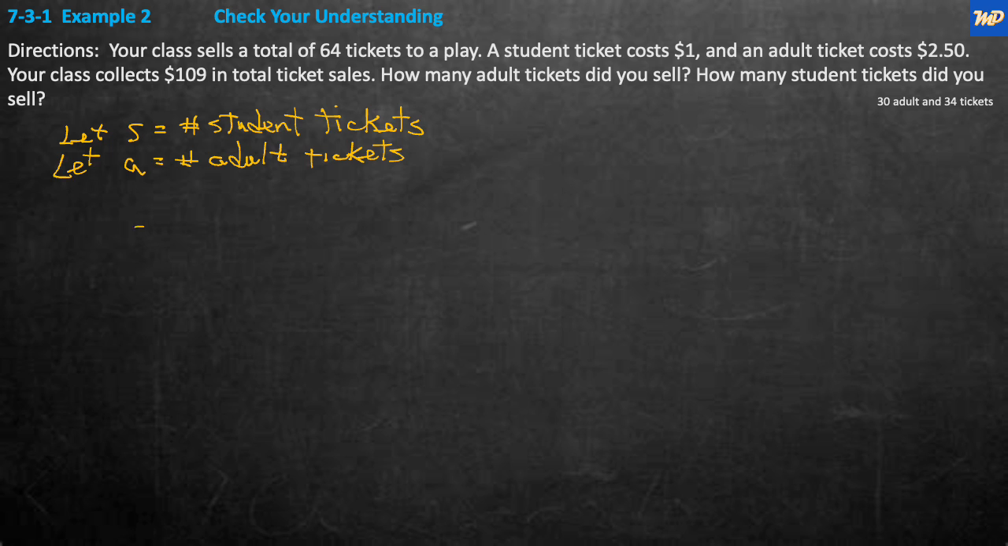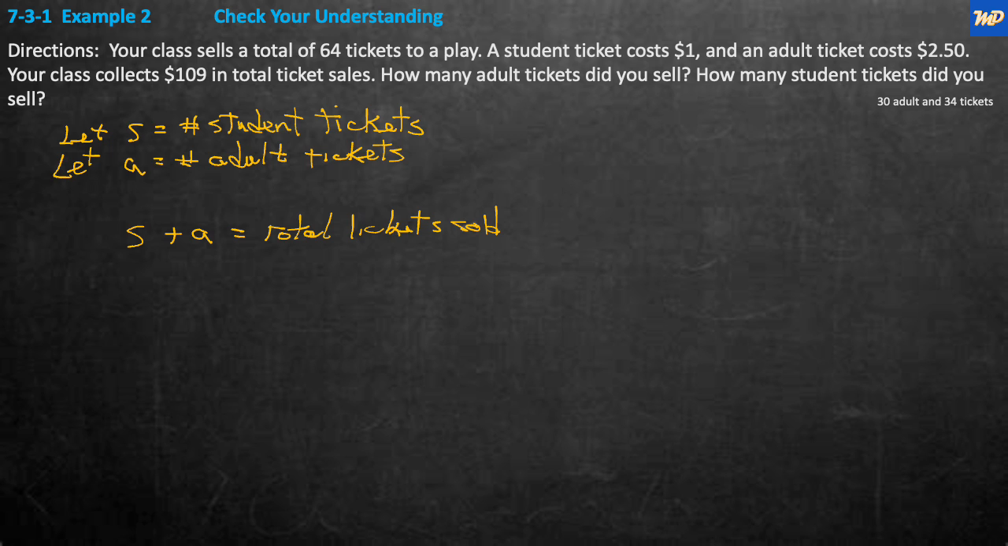We have S plus A is equal to total tickets sold. Oops, sold. Okay, good enough. So there's one of our equations. Now, what is the other one?